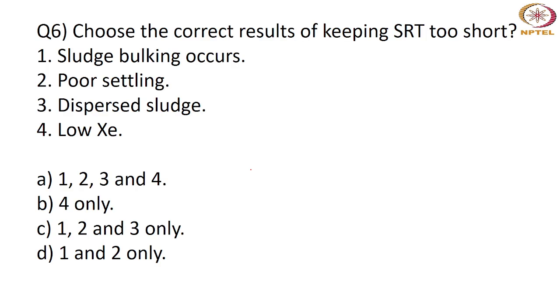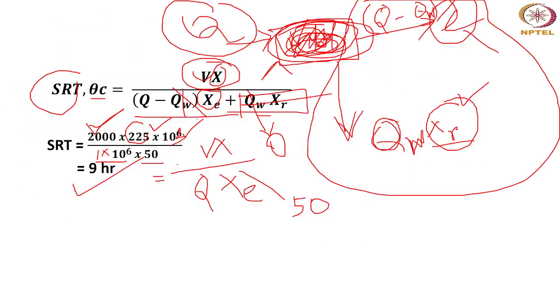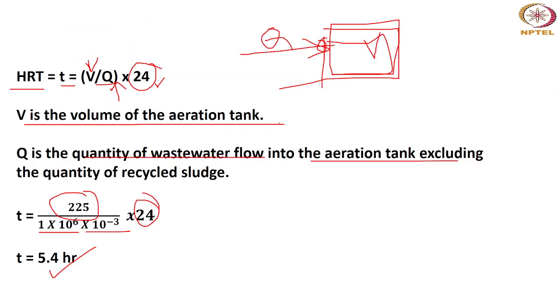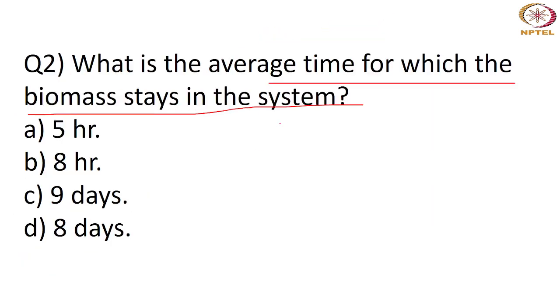So I'll go for the solution. The correct one is 1, 2, and 3. 1, 2, and 3 is the correct answer, not A. That is C. Why? Because I already told it here. Let me check this one.